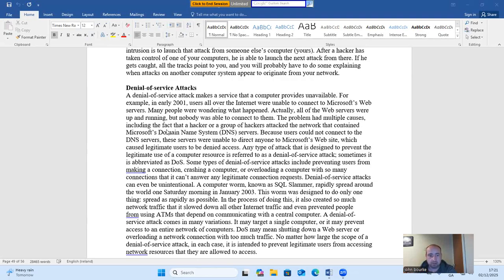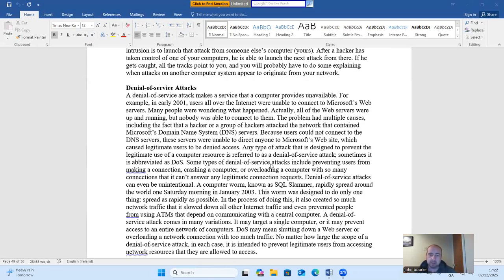The problem had multiple causes, including the fact that a hacker or a group of hackers attacked the network that contained Microsoft's domain name system DNS servers. Because users could not connect to the DNS servers, these servers were unable to direct anyone to Microsoft's website, which caused legitimate users to be denied access. Any type of attack that is designed to prevent the legitimate use of a computer resource is referred to as a denial of service attack. Sometimes it is abbreviated as DOS.